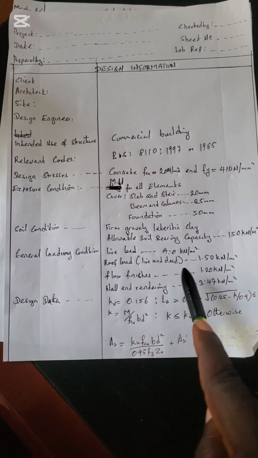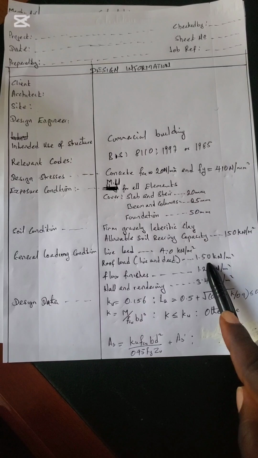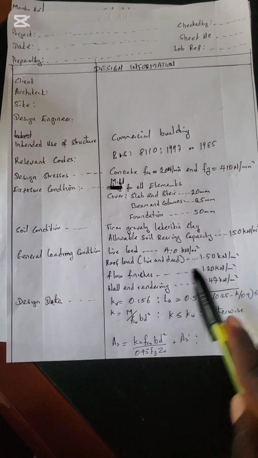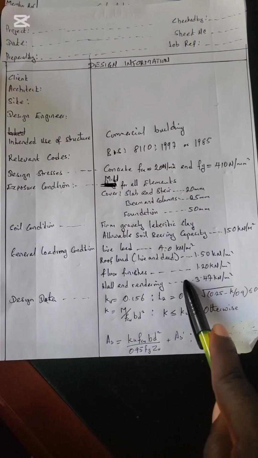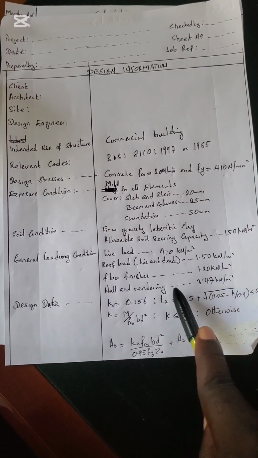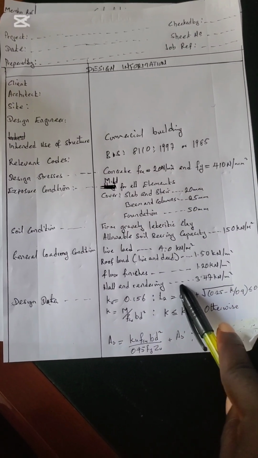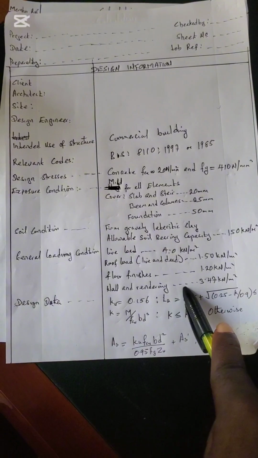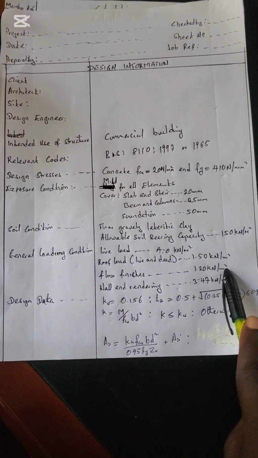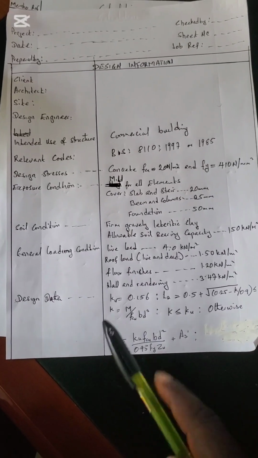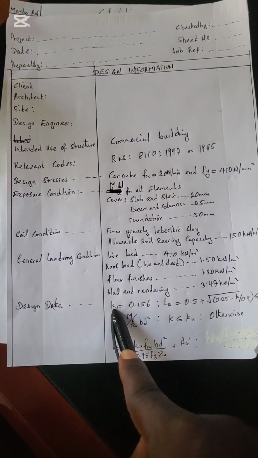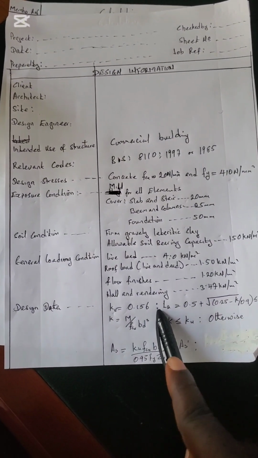Then floor finishes is taken as 1.2. Floor finishes is a dead load. Then wall and rendering is taken as 3.47. For only wall, the 225 wall is 2.87, and rendering is 0.6 on both sides. So when you add 0.6 to 2.87, we have 3.47 kilonewton per meter square. Then we have our K as 0.156.